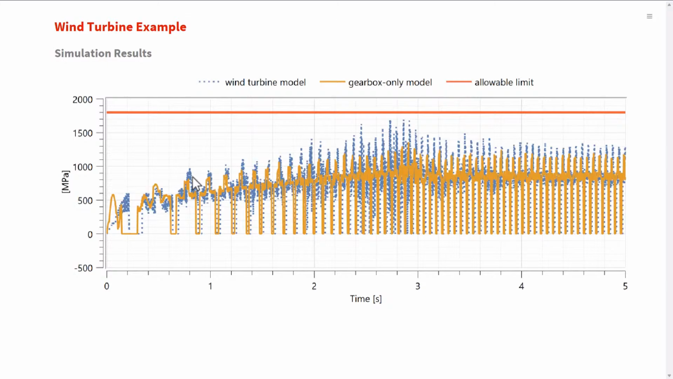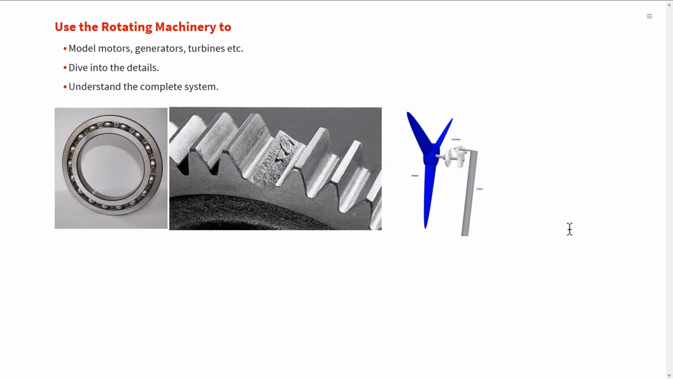And this is precisely the strength of the rotating machinery library, coupled with System Modeler. In our exploration today, we have seen firsthand the power of the rotating machinery library. And we can use it, like we did over here, to model complex components such as motors, generators, and turbines with precision. And we can use it to dive into the details, examining the inner workings of each part, from teeth of a gear to rollers of bearing. And also we can use it to understand the complete system, considering how each element interacts within the greater machinery.